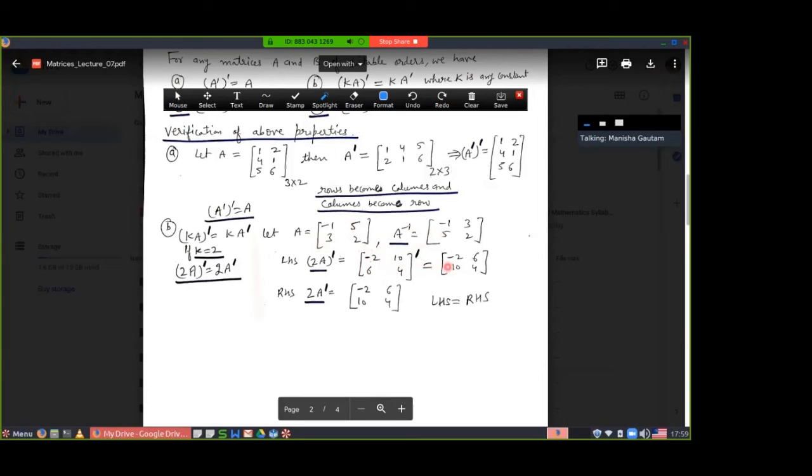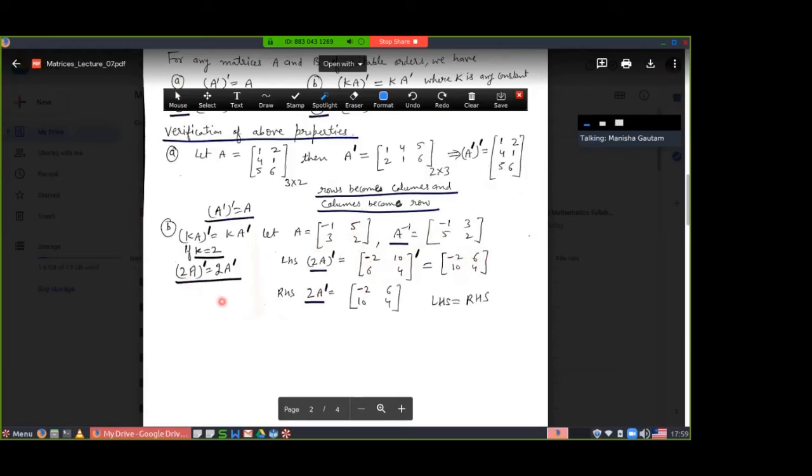Transpose this matrix, you are getting what? Minus 2, 6, 10 and 4. Okay, transpose it. After transposing, you are getting this matrix. Okay, sorry for that. Minus 2, 6, 10 and 4. This becomes the left hand side of the property.